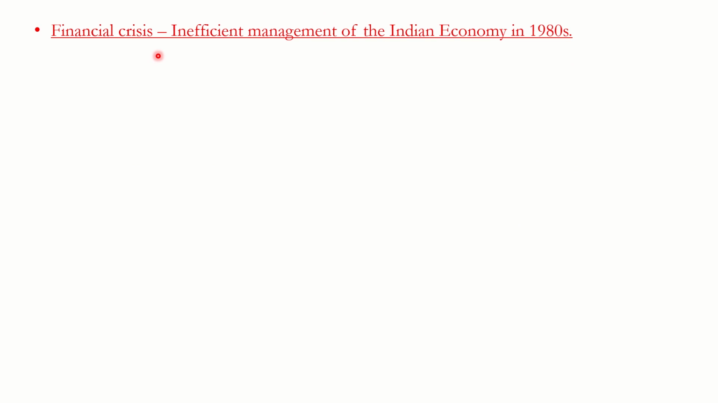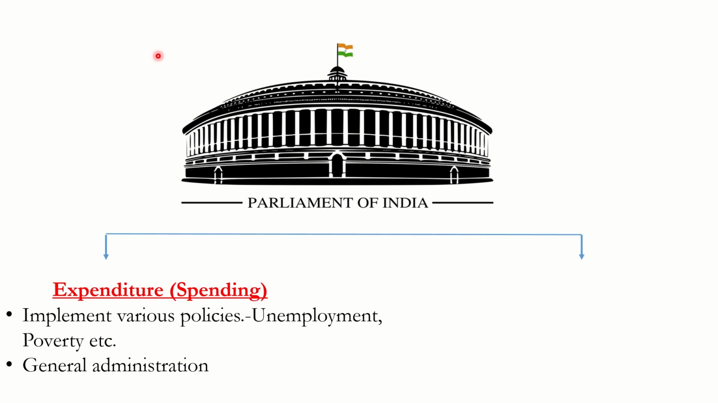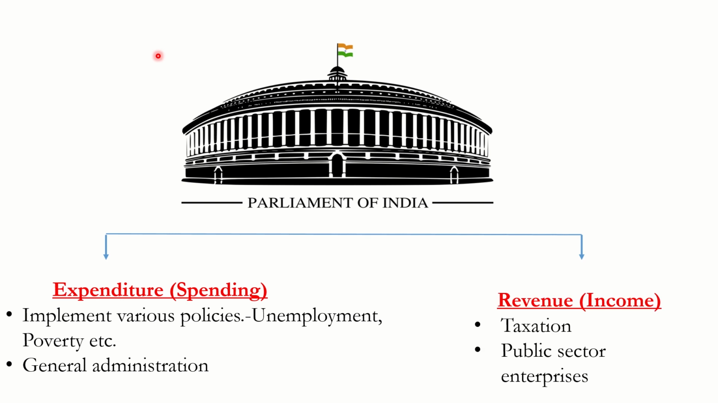Before that, we should know how the government is working. So government is an institution, not an individual. Therefore, government has two things. First is its expenditure, or where it is spending. It's mostly spent on two things. The first one is implementation of various policies, just like unemployment and poverty. And the second one is general administration, just like defense and every other thing. So these are the spendings.